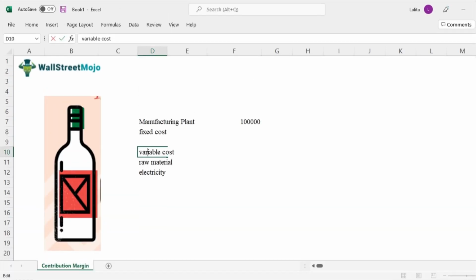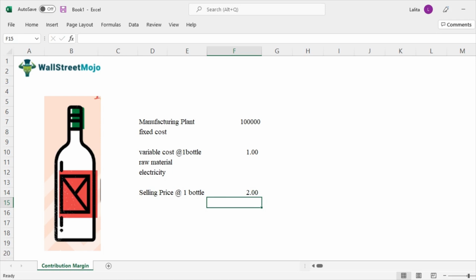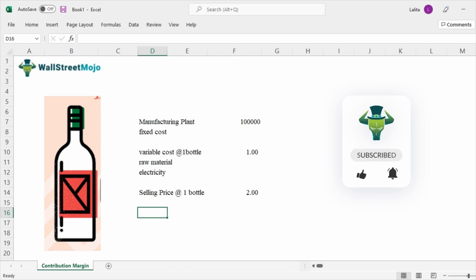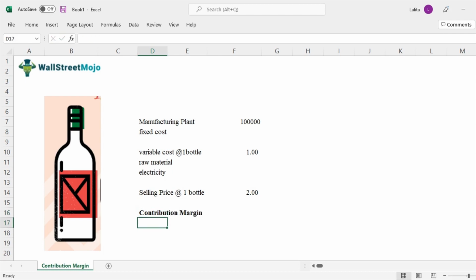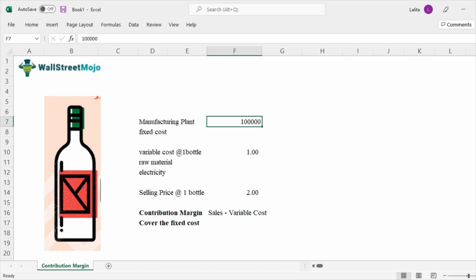So let's now assume that the variable cost of each bottle is, let's say, $1, and the selling price of each bottle is $2. For simplicity's sake, I have taken simple numbers. So you're selling at a higher price and variable cost is $1. So how will the economics of this whole cost structure work? Let me now introduce you to the formula of contribution margin. Contribution margin is nothing but sales minus your variable cost. This amount of contribution margin helps us understand how much money we have to cover the fixed cost. How much is the fixed cost in this case? The fixed cost is nothing but $100,000 here. So is contribution margin sufficient enough? That's the kind of answer we get from analysis of contribution margin.